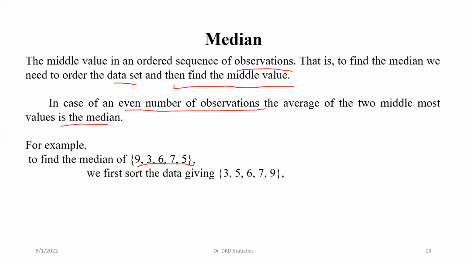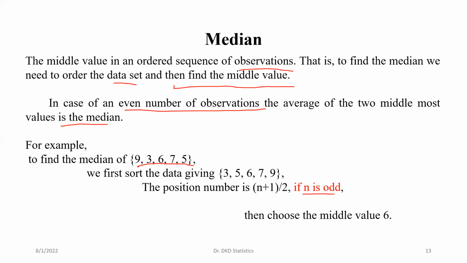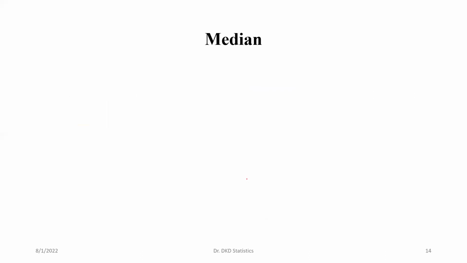First of all, we'll arrange the data in ascending or descending order. Then we'll find the positional value n plus 1 by 2 if n is odd, that is, if the number of observations is odd, then choose the middle value. Here n is 5, so 5 plus 1 divided by 2, 6 divided by 2, equal to 3. So the third positional value in the given data set is 6. So the middle value is 6.